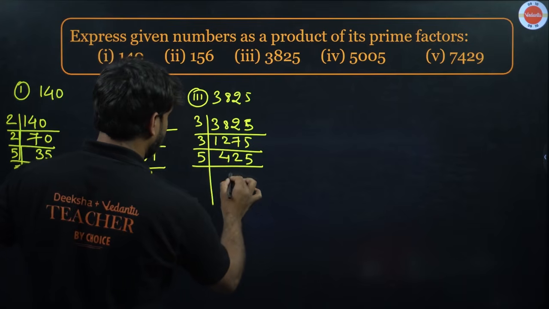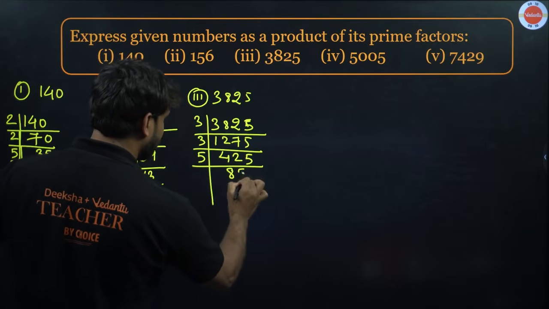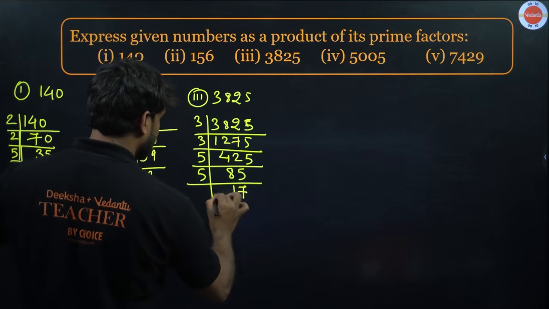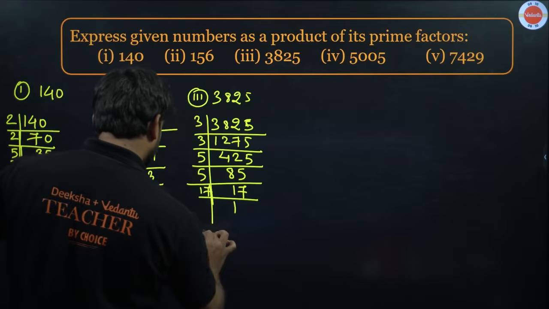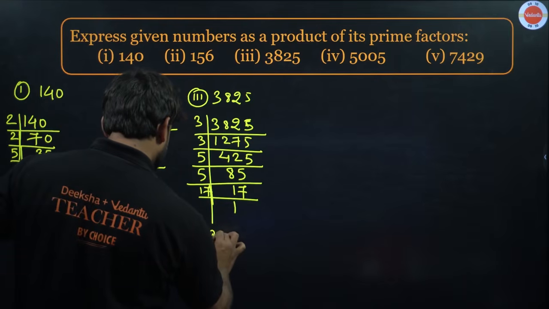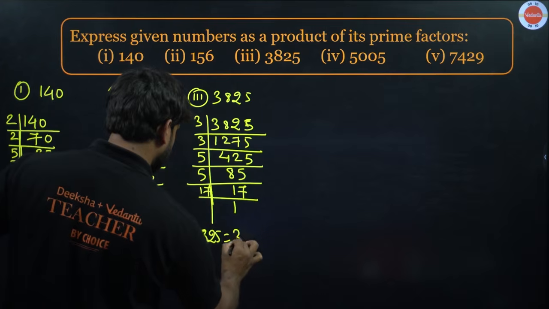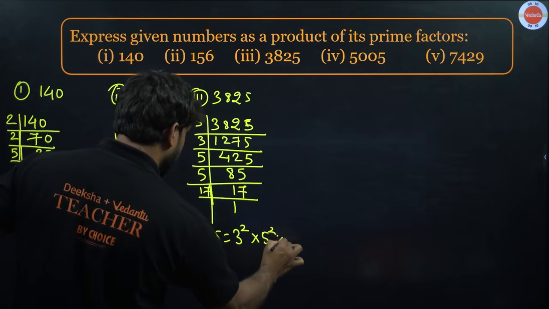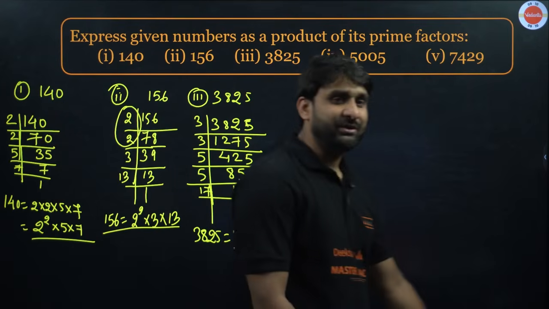So 5 can divide, 5 eights are 40, and 5 fives are 25, and again 5 can divide this, giving 17. And again 17 can divide by 1. So 3825 can be written as a product of its primes. How many 3's are there? 2. So 3 square. How many 5's are there? 2. So 5 square into 17. This is the prime factorization of 3825.